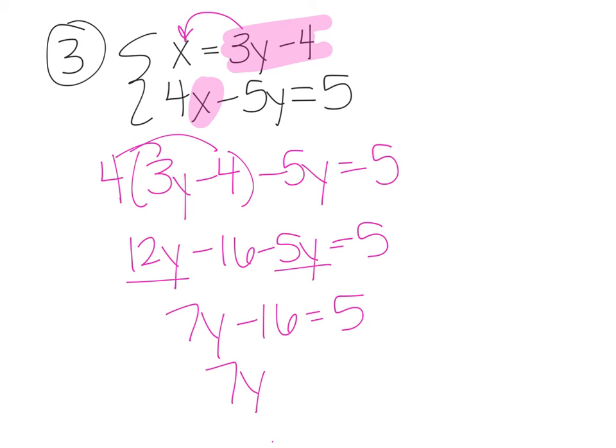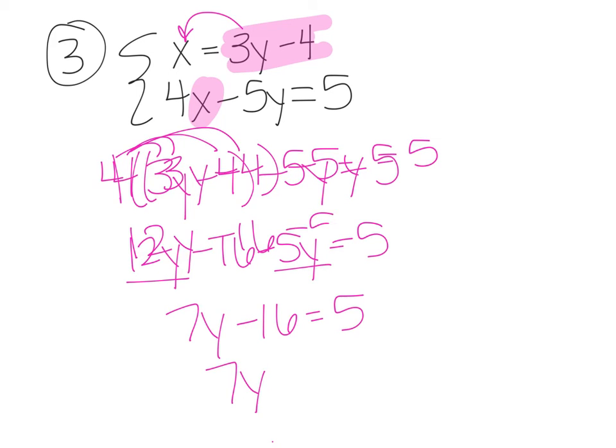So when we plug it in, it's going to look like 4 times, in parentheses, 3y minus 4, that's what we're putting in for x, minus 5y equals 5. Our first step to solving this is to distribute. 12y minus 16 minus 5y equals 5. And then we have like terms to combine on this side. We just combine those, don't move them. Just do the operations that are there. 12 minus 5 is 7. 7y minus 16 equals 5.